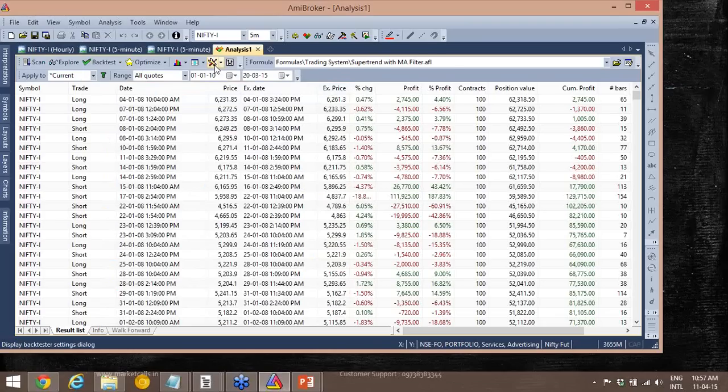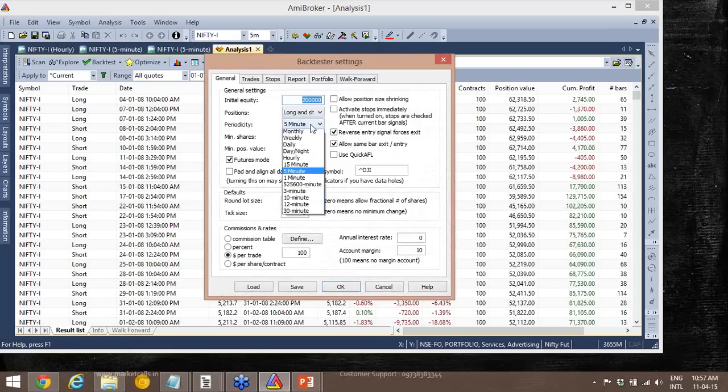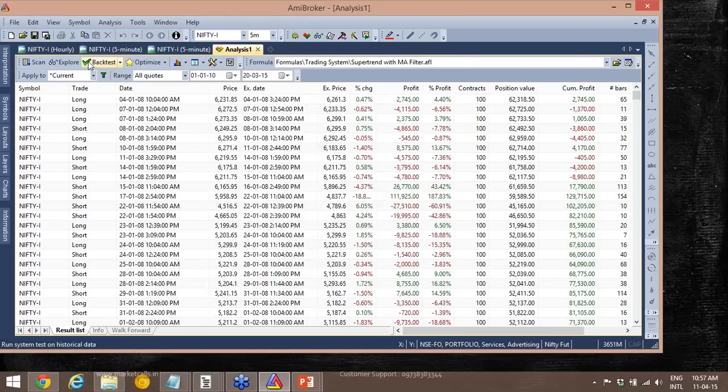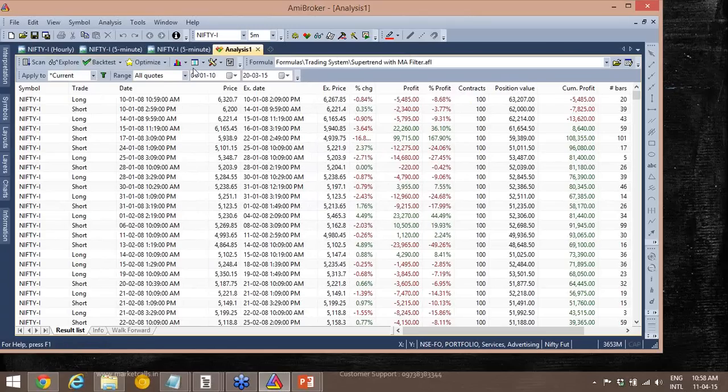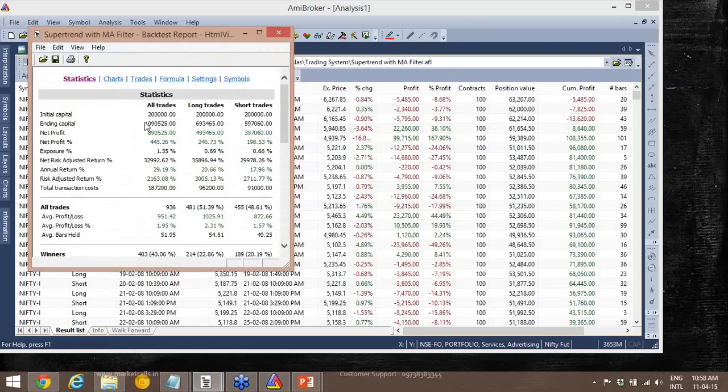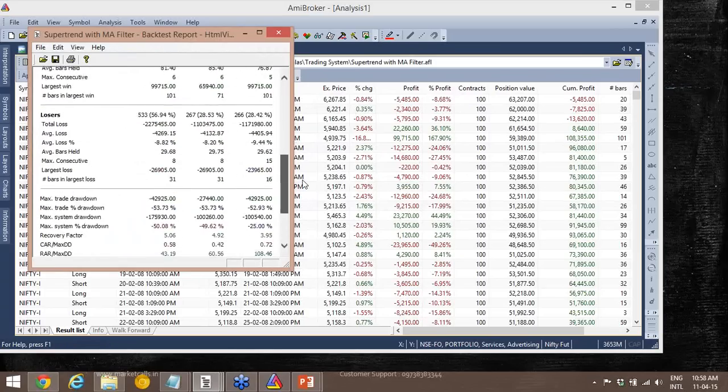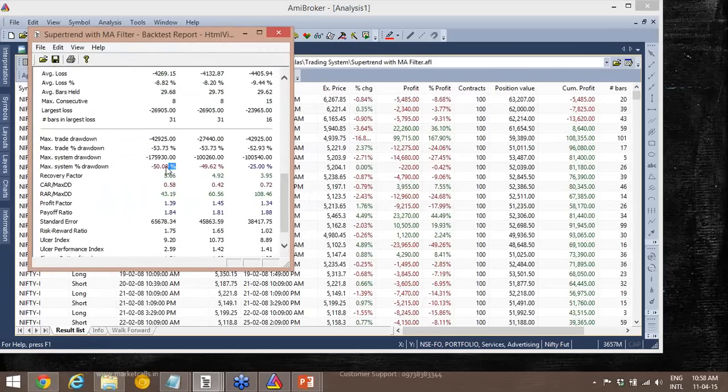Okay, so let me get into 10 minutes. So for 10 minutes we'll probably be getting different results. Once again, since we have moved to a higher time frame, the ending capital has decreased, and the winning ratio is really pretty good, 43%. And when it comes to the risk, 50%. So the system is highly risky when you want to trade in this kind of environment.